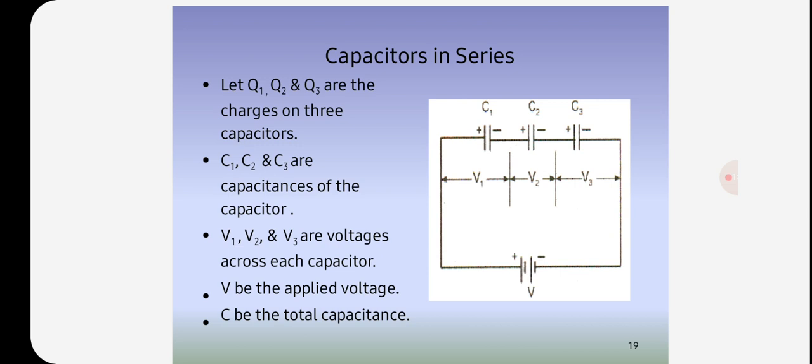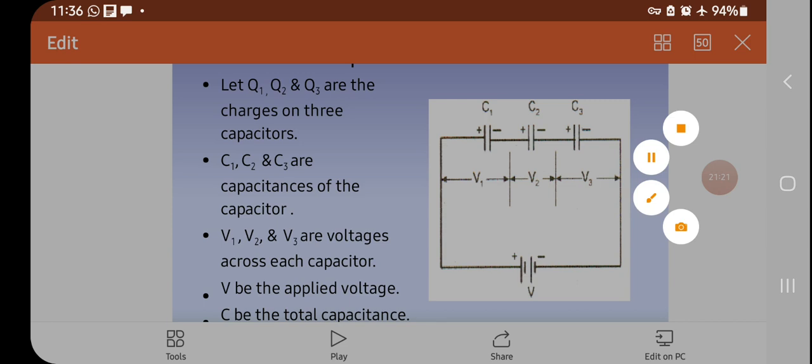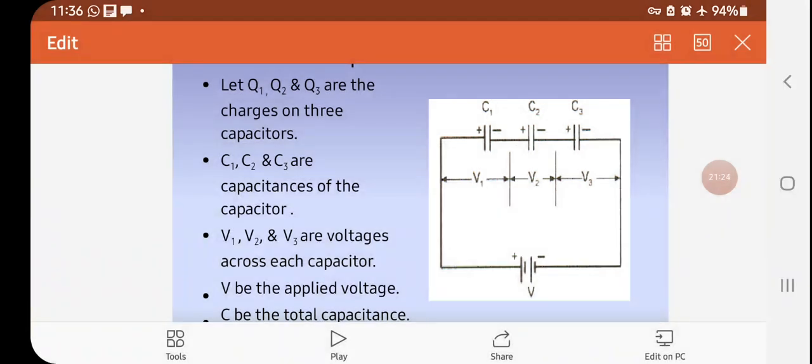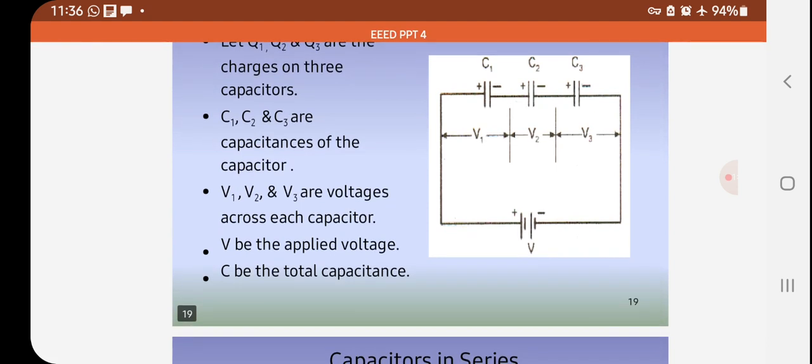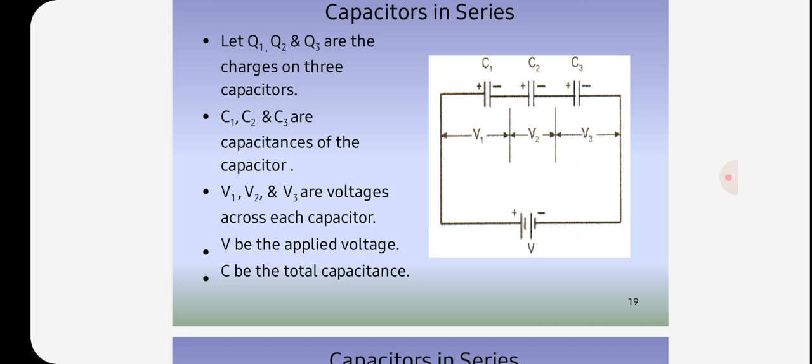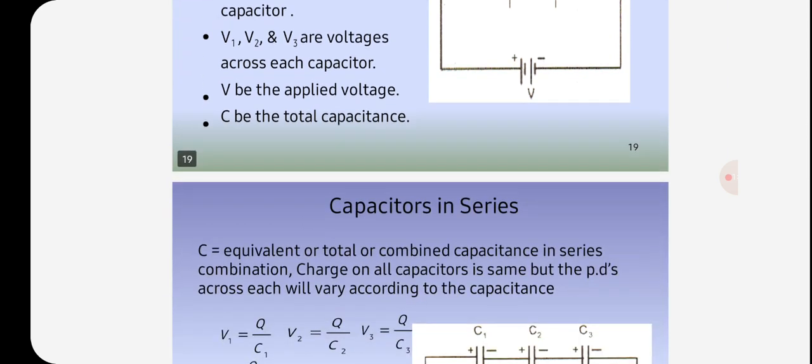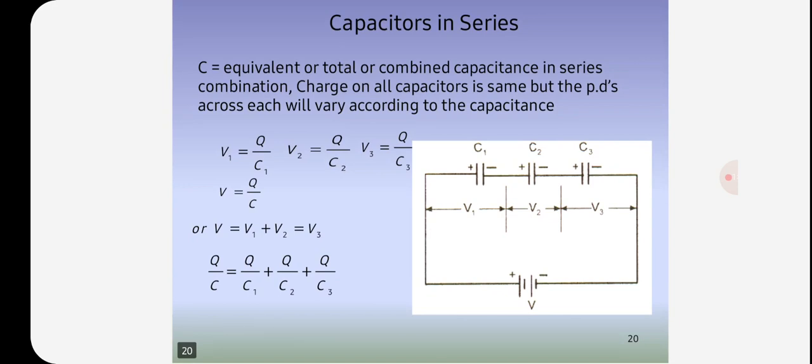C1, C2 and C3 are the capacitances of the capacitors. V1, V2 and V3 are the voltages across each capacitor. V is the applied voltage, C is the total capacitance. C is equal to the equivalent or total or combined capacitance in series.